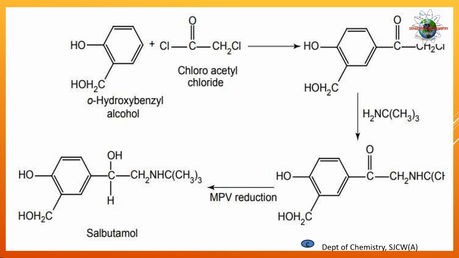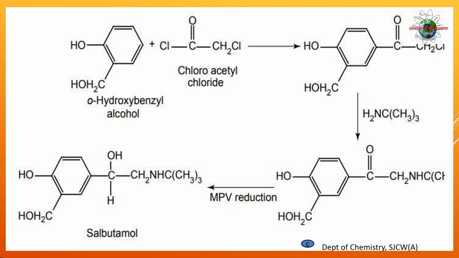Here the OH group is considered as an electron releasing group. So this group allows the incoming electrophile at the para position. That is the reason the COCH2Cl electrophile attack takes place at the position para to the OH group. In the first step of the mechanism, what happens here?